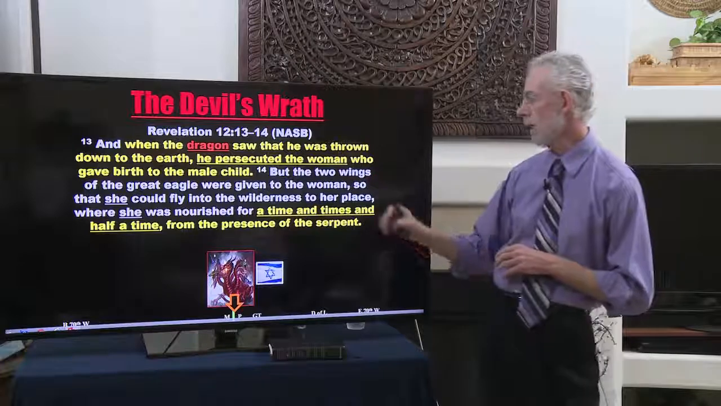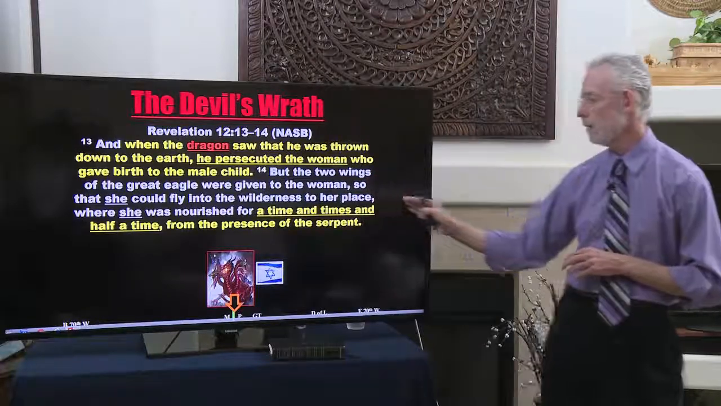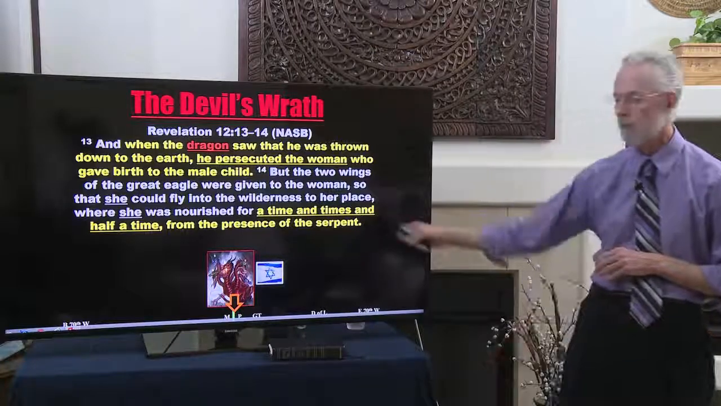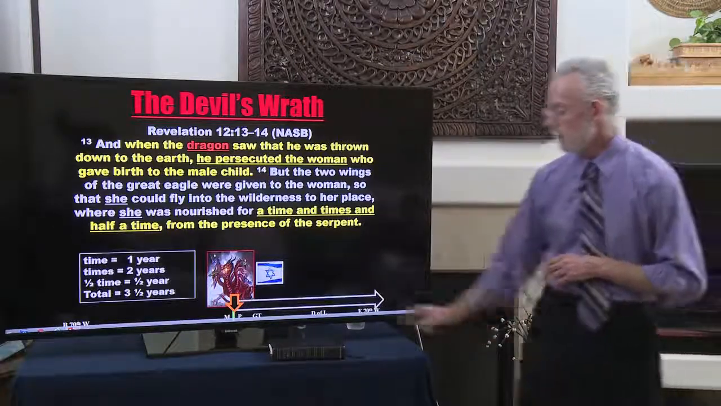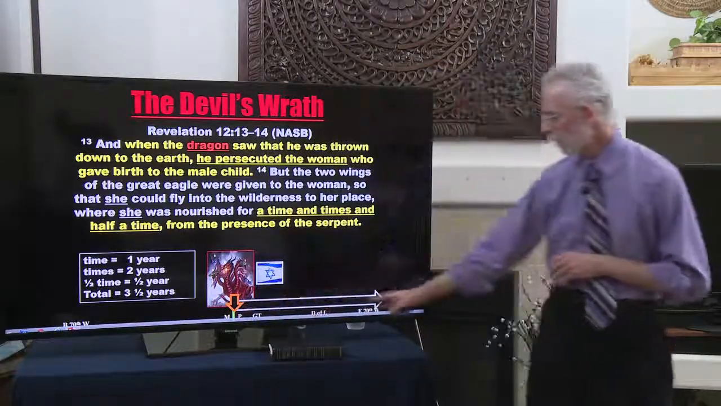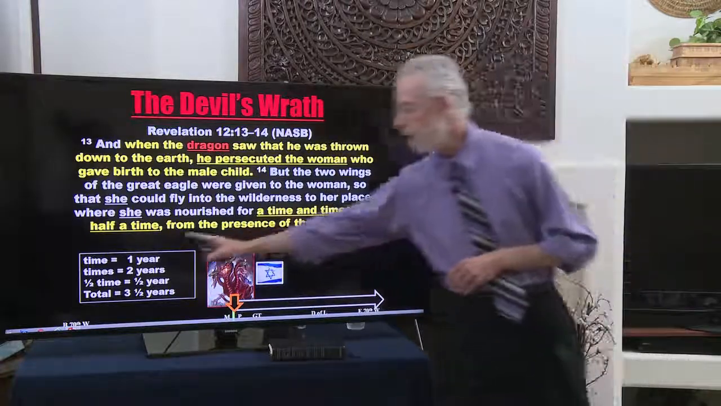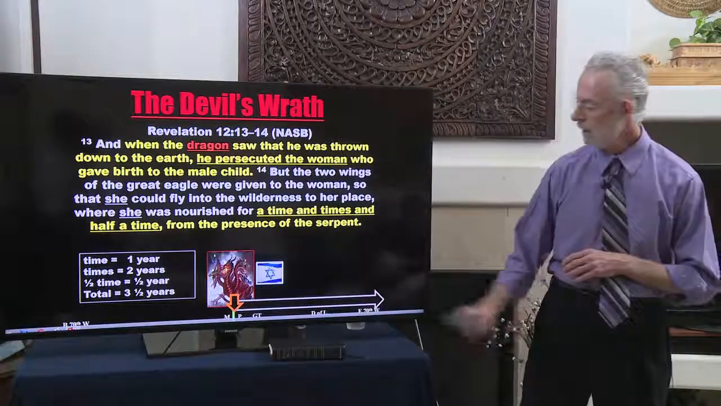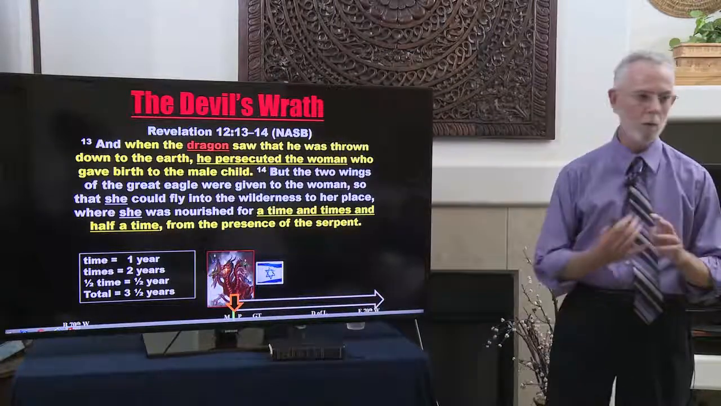But the two wings of the great eagle were given to the woman so she could fly in the wilderness to her place, where she was nursed for times, times, and half a time from the presence of the serpent. So God tells us again that the Jewish people are going to be protected for a time, times, and half a time. That's 1 year, 2 years, and a half year. That's 3.5 years.